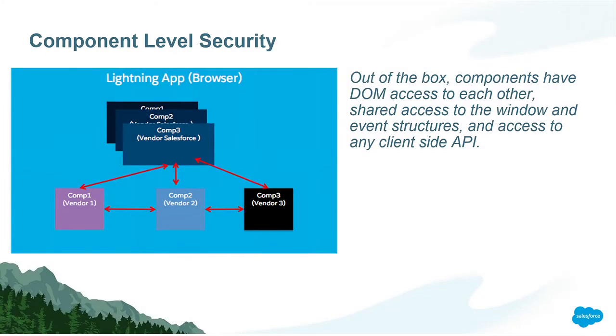So now let me try to bring this concept home. This is my representation of a browser with a Lightning app running. In this Lightning app, you have multiple components, and components are coming from different namespaces. Some are from managed packages, some are from unmanaged packages, and even some of them are provided by Salesforce. And here you can see all of these components are rendered on the same page.